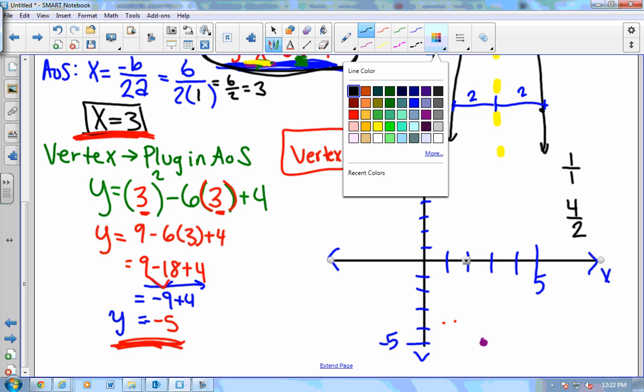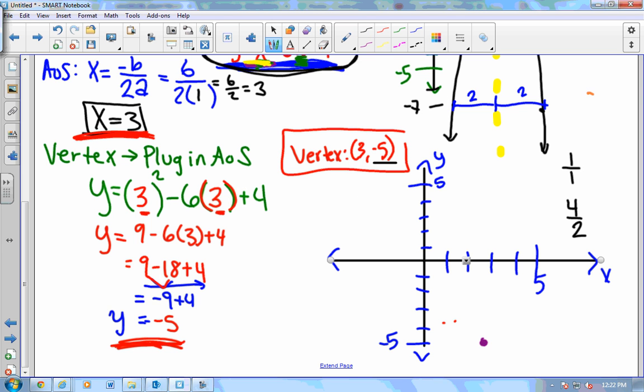So, get a new color here. How about orange? From my vertex, I go up 1, left 1, up 1, right 1. For my rise 1, run 1. Start again at the vertex, and I go up 4, left 2, and right 2. And there is my parabola.